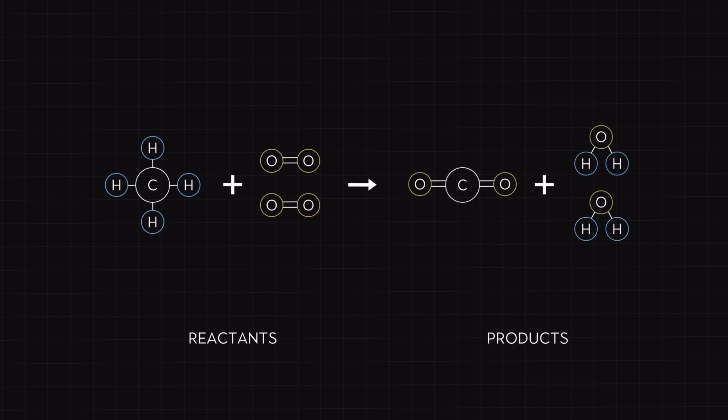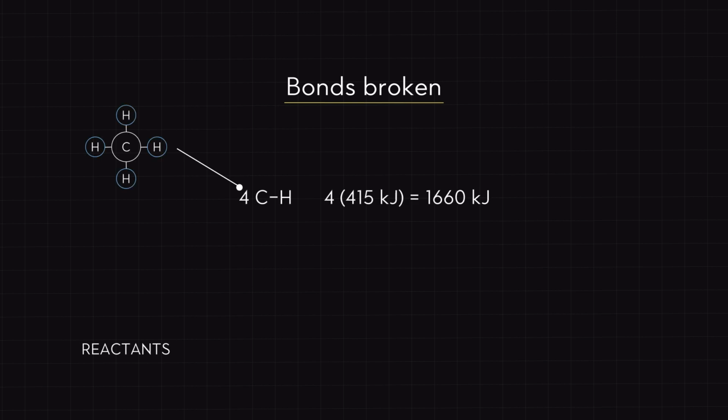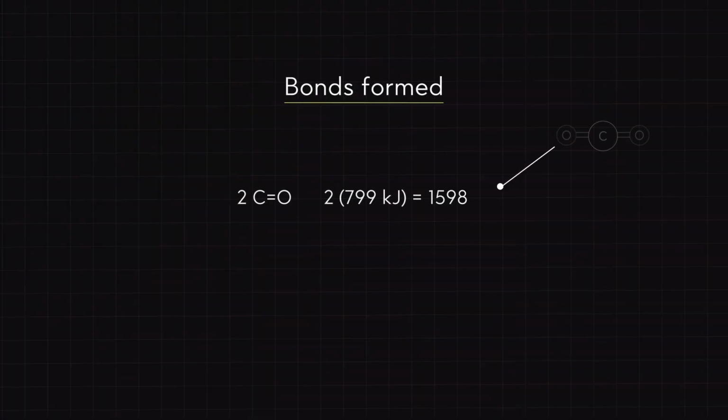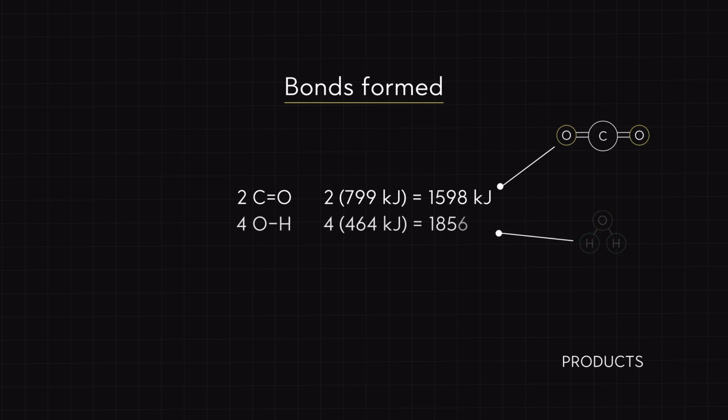Looking at the molecules, we see that separating the reactants into individual atoms requires breaking 4 moles of carbon-hydrogen single bonds and 2 moles of oxygen-oxygen double bonds. The energy needed to do this is therefore 1,660 kilojoules plus 996 kilojoules for a total of 2,656 kilojoules.